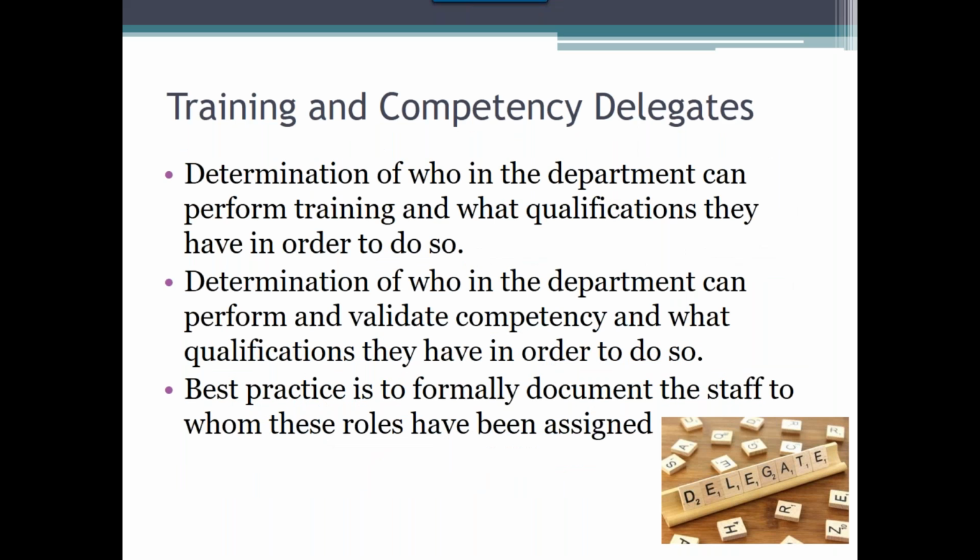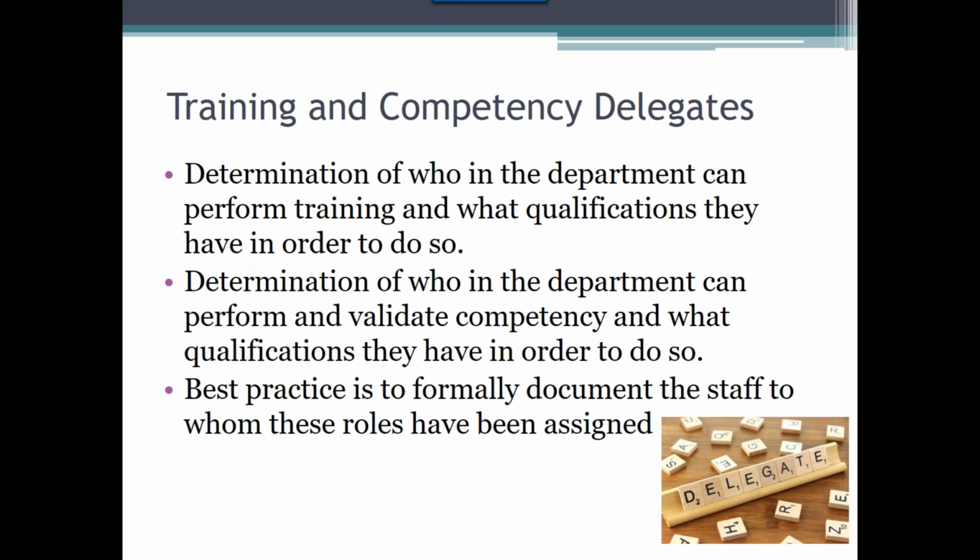So once you have determined what test systems you need to address within the department, you need to decide who in your department can train in competency. While training is very important, the more critical role is the staff members that are delegated the competency responsibility. Training can be performed by either members of your staff or by companies from which you buy instruments or test kits.